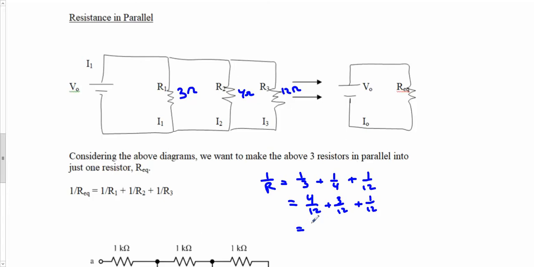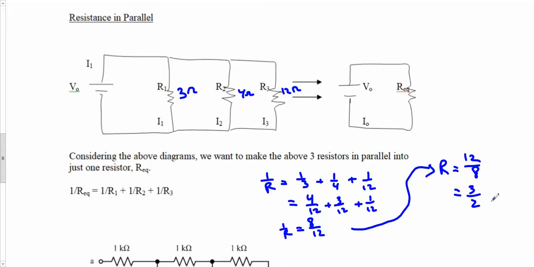Now, 1 over R is 8 over 12, and this is something that students always forget to do. I'm not interested in what 1 over R is, I'm interested in what R is, and R is therefore 12 over 8, which is 3 halves. So the equivalent resistance of a 3, a 4, and a 12 is 3 halves. Note this is much smaller than any of these individually. And the reason is that there are more paths. Yes, there are more paths for the electricity to flow through. So we'll try a couple of examples here.